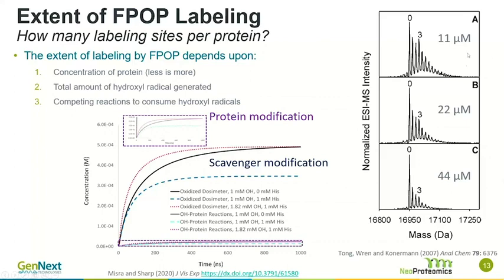So this is a figure out of a paper from the Konerman lab where they looked at the oxidation of a protein at 3 different concentrations, 11 micromolar, 22 micromolar, and 44 micromolar. And as you can see, as the concentration doubled, the amount of oxidation per molecule on average decreased significantly. Okay, so concentration of protein, in general, less is more.